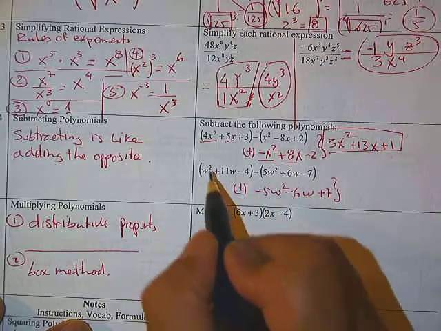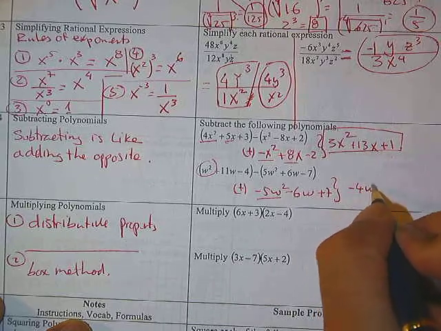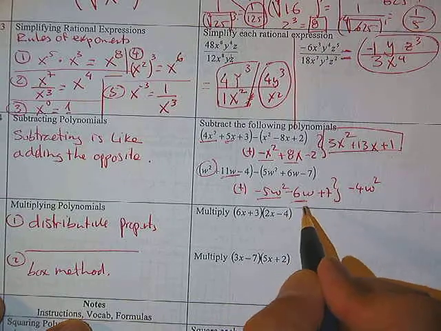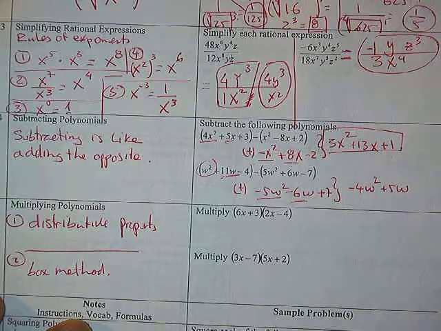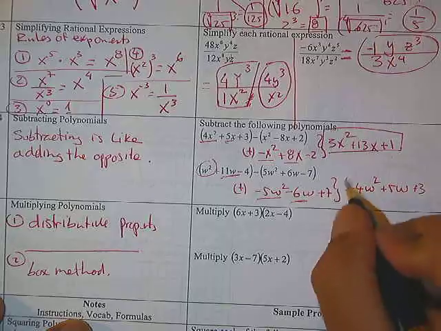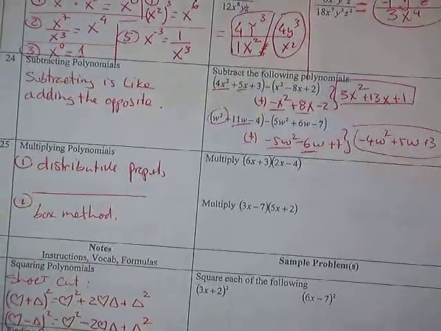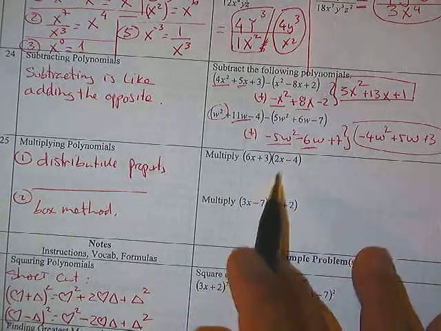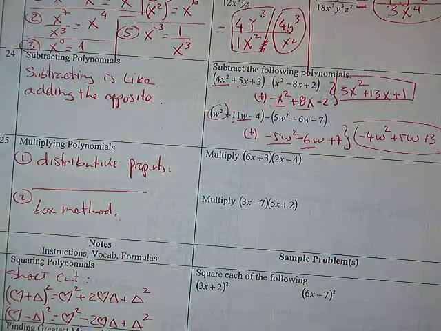Subtracting is adding the opposite. Okay, so let's add negative 5w squared minus 6w plus 7. Alright, w squared, negative 5w squared, that's negative 4w squared. 11w, negative 6w, subtract them, you get 5w. And then negative 4 plus 7, I think that's plus 3. There you go. That's how you subtract polynomials.